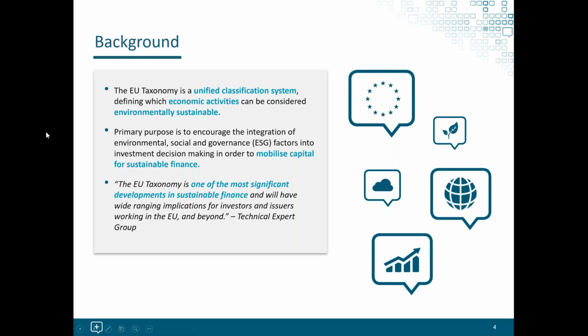Let's kick off with a little bit of background about today's topic. For anyone who isn't familiar with the EU Taxonomy, it is a classification system which defines which economic activities are environmentally sustainable. It came about because the EU wanted to encourage the integration of ESG factors into investment decision making in order to ultimately mobilize private capital into sustainable finance.